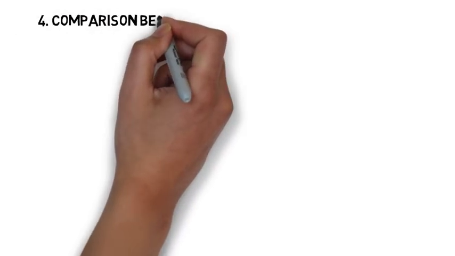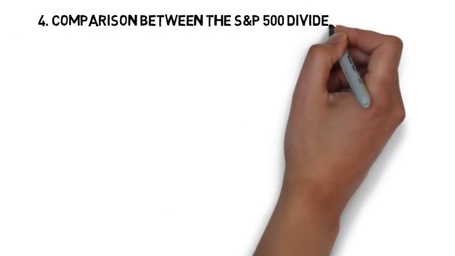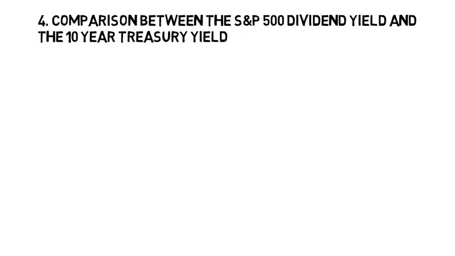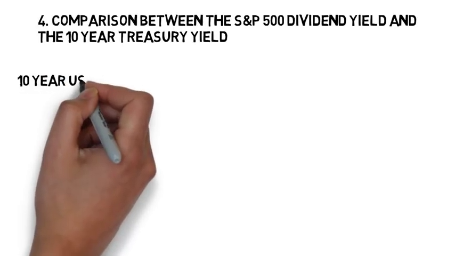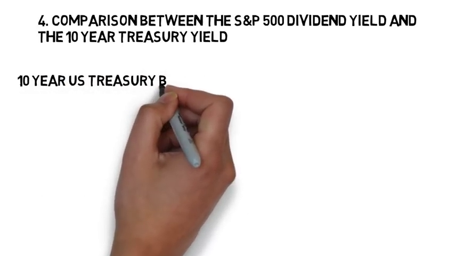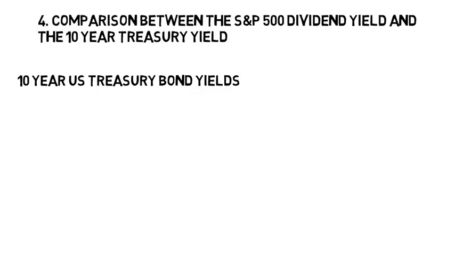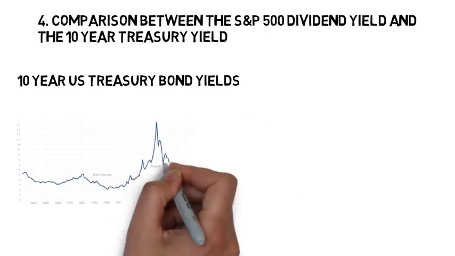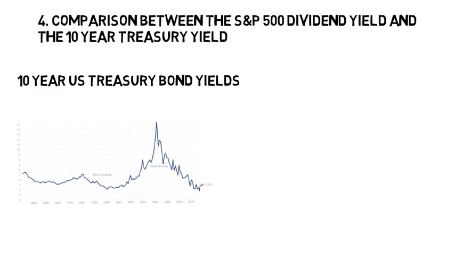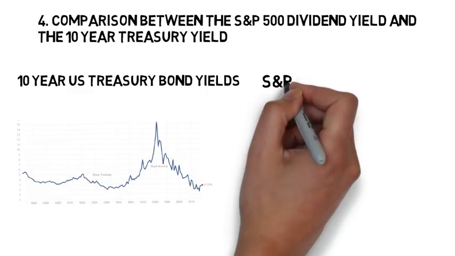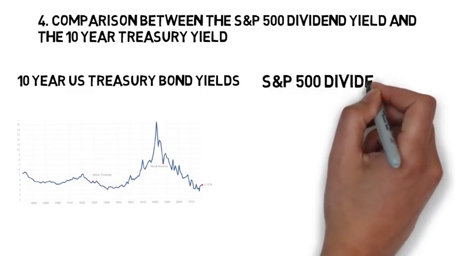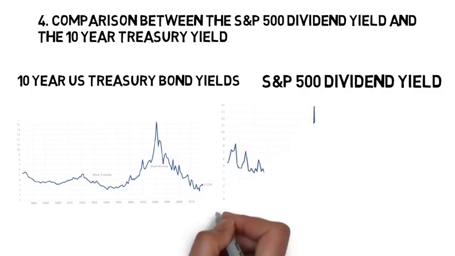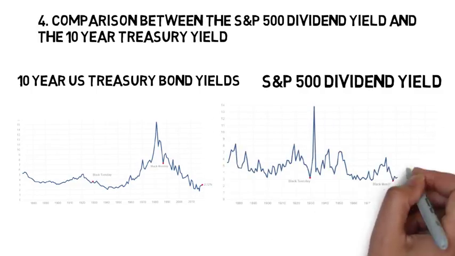Number 4 is the comparison between the 10-year Treasury bond yields and the S&P 500 dividend yields. As an investor, you always want the highest return with the lowest risk for your money. One of the safest investment vehicles is the 10-year Treasury bond, because we know that the US government can always print money and pay the investors no matter what. This is the classical thinking, no matter if it is right or wrong. That is why it is crucial to compare the 10-year Treasury yield with the dividend yield of the S&P 500.